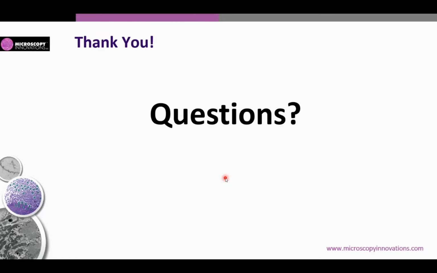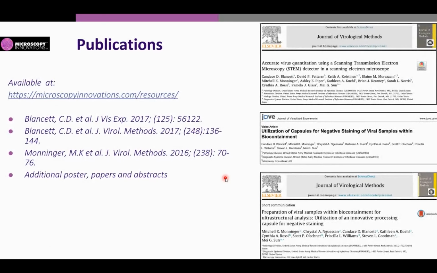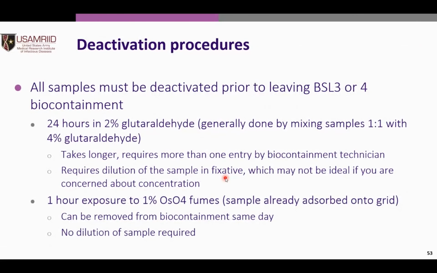Okay. I'm going to go back to this slide, which is our deactivation procedures. We have SOPs that we have to follow in USAMRIID for anything that we bring out of biocontainment. We have two SOPs for electron microscopy samples, and we have to use 2% glutaraldehyde for 24 hours exposure, or 1% exposure to osmium tetroxide for monolayer samples on a grid like that.